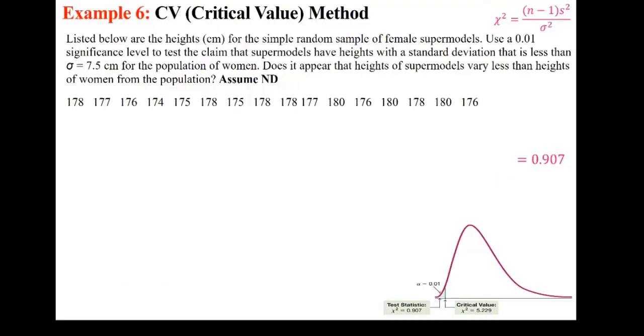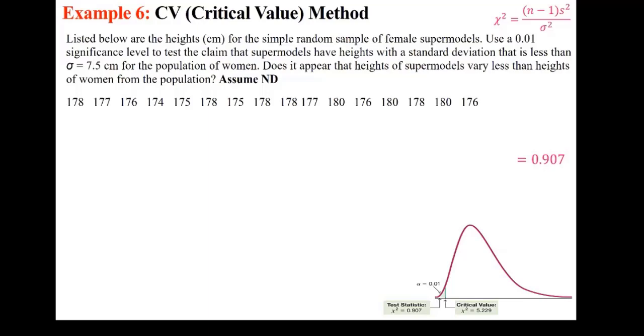Listed below are the heights in centimeters for a simple random sample of female supermodels. Use a 0.01 significance level to test the claim that supermodels have heights with a standard deviation that is less than sigma equals 7.5 centimeters for the population of women. Does it appear that heights of supermodels vary less than heights of women from the population?